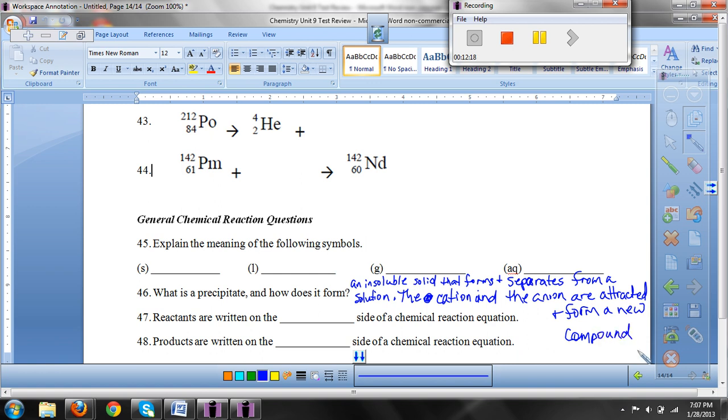Okay, the last two should be very, very simple for you. Reactants are written on the left-hand side of a chemical reaction equation. Products are written on the right-hand side.